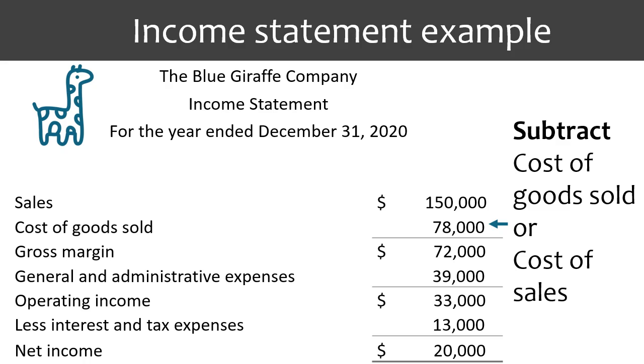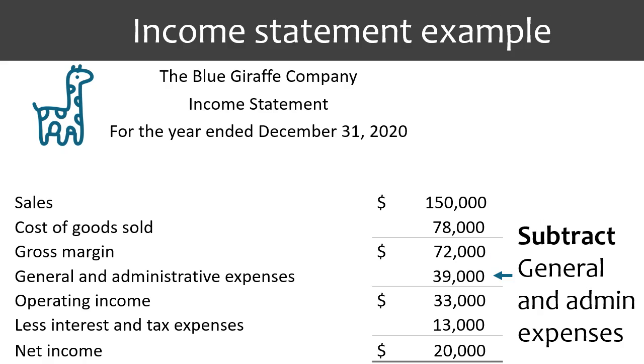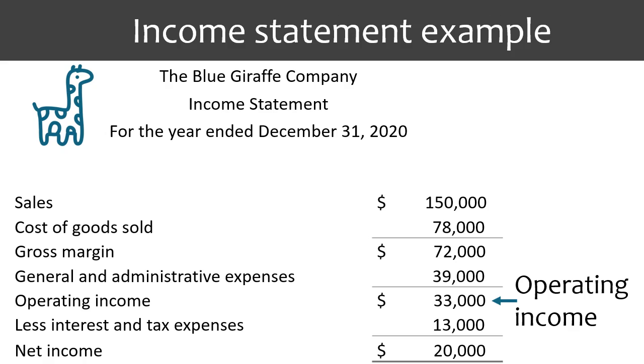Cost of goods sold is an expense. So we subtract cost of goods sold from sales to arrive at gross margin. Gross margin is also known as gross profit. Next, we list general and administrative expenses. Operating income is gross margin less general and administrative expenses.